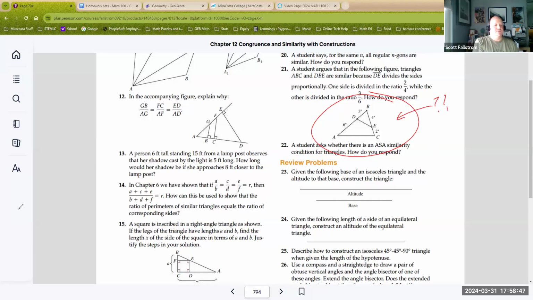I'm not sure. And lastly, the student asks whether there is an angle side angle similarity condition for triangles. You got to tell me. What do you think? What if a student said these triangles are similar by angle side angle? What do they mean, and does it actually work?